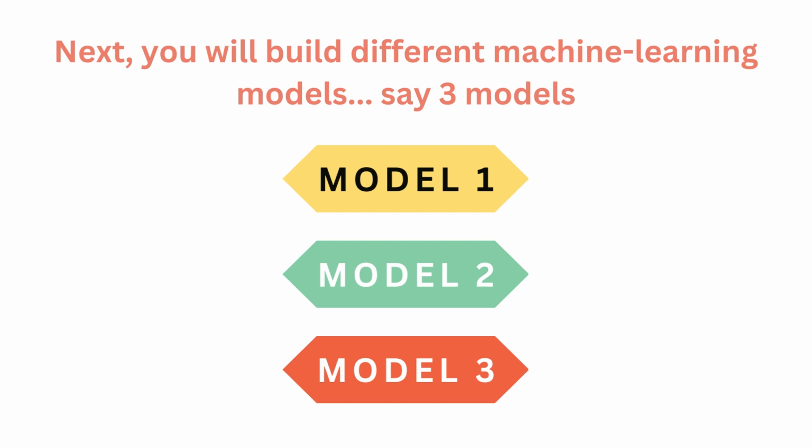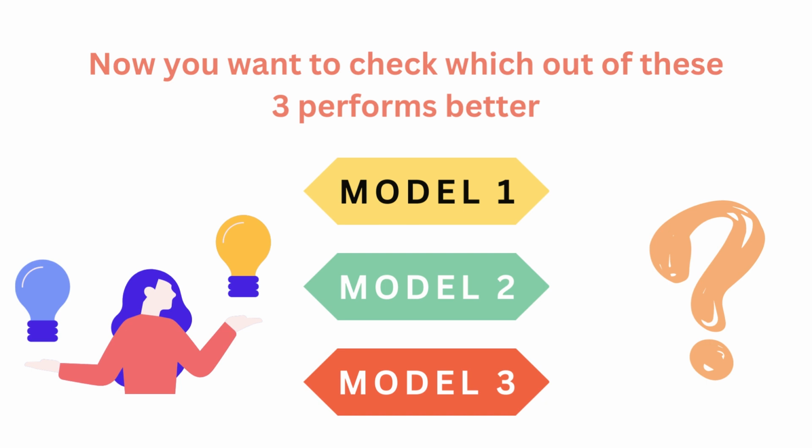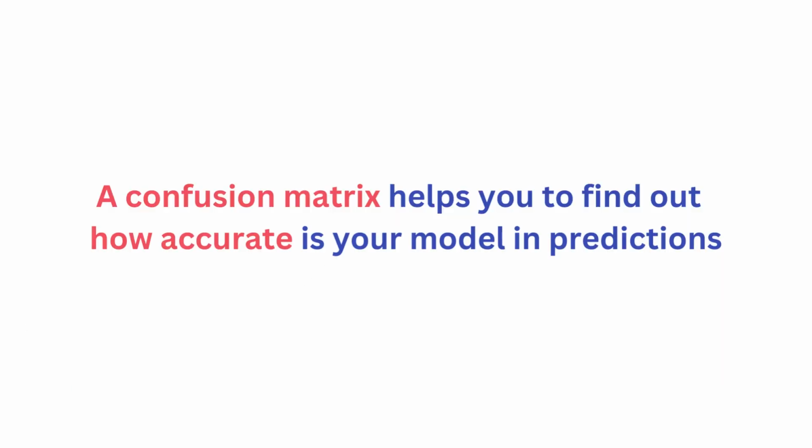Now, you will build different models to do this task. Let's say you build 3 different machine learning models. And now you want to compare these 3 models to check which one performs better. A confusion matrix helps you to find out how accurate your model is in making predictions.